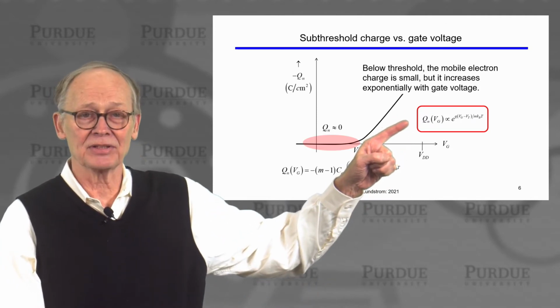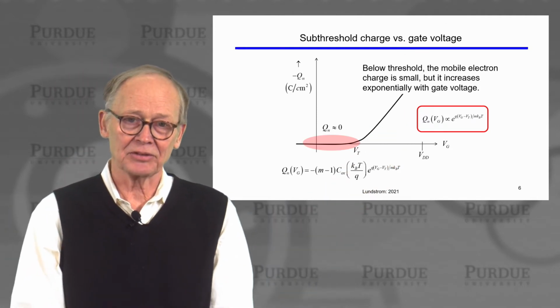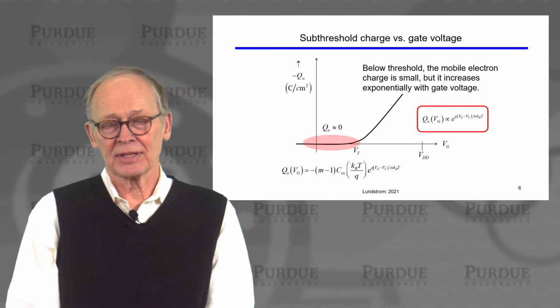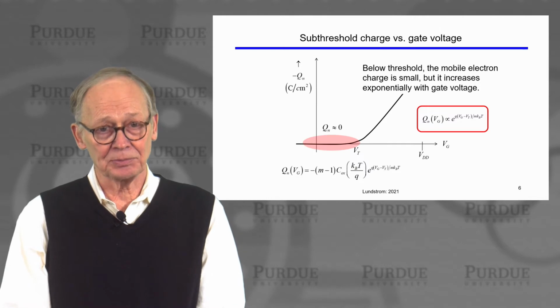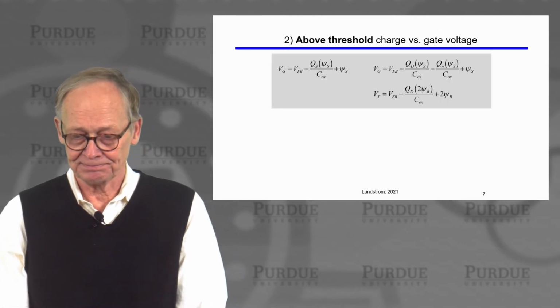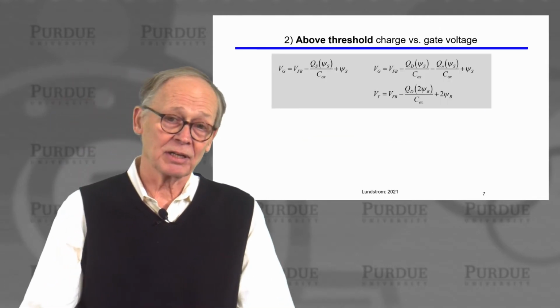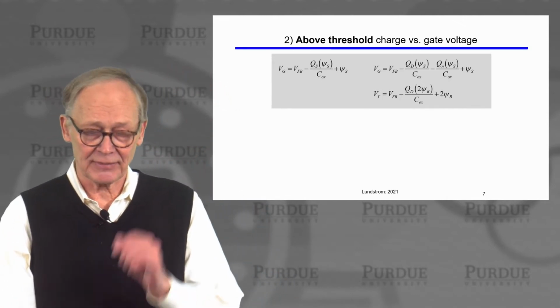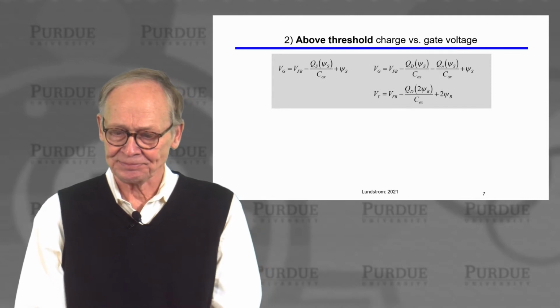That's an important relation. It's in a big red box because we should try to remember that. The mobile charge versus gate voltage varies exponentially below threshold. All right, what about above threshold? Above threshold is when the transistor is on, carrying the currents that we want to flow.